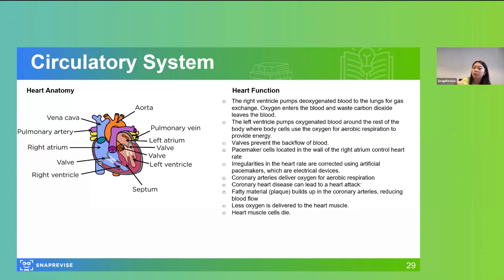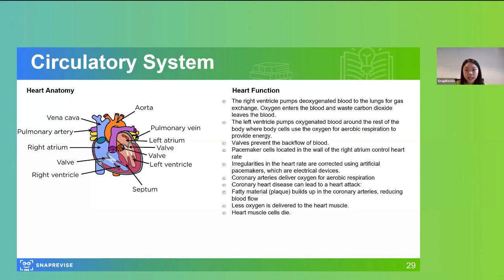So think about it. If you want to get some oxygen into your blood, you're going to pump some deoxygenated blood to the lungs to get this oxygen. So the right ventricle pumps deoxygenated blood to the lungs for gas exchange, removing carbon dioxide, taking in oxygen. Oxygen enters the blood, carbon dioxide leaves the blood. Think about it: you're breathing in oxygen, going into the lungs, and the oxygen is transported into your blood. Carbon dioxide leaves your blood back to the lungs, and when you breathe out, you're breathing out carbon dioxide.